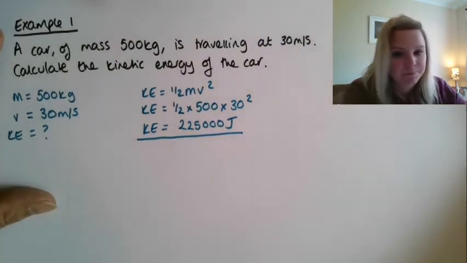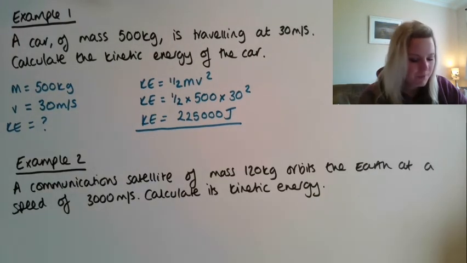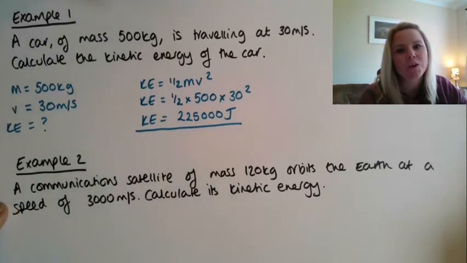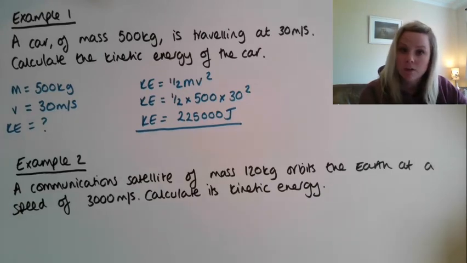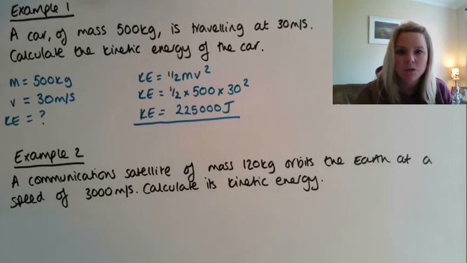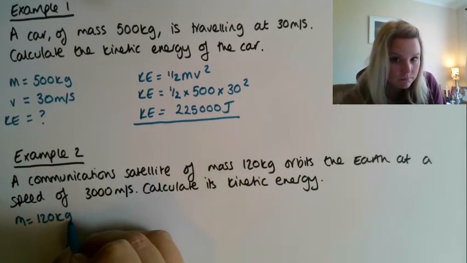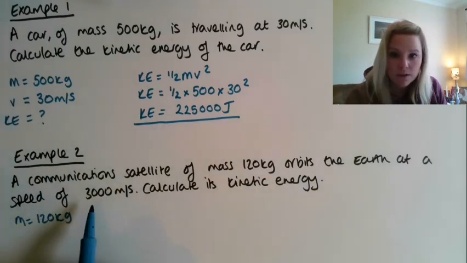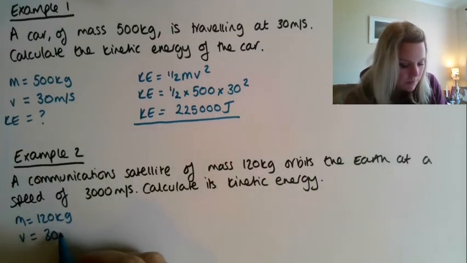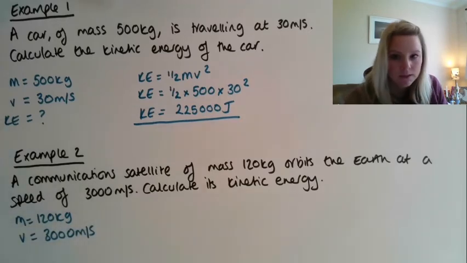Let's do one more. Okay, so write down this example. A communication satellite of mass 120 kilograms orbits the Earth at a speed of 3,000 meters per second. Calculate its kinetic energy. So make sure you write out the question. And now we will write out our solution. Same as last time, we need to make sure we list the information that the question gives us. So 120 kilograms, that's the mass, at a speed of 3,000 meters per second. So speed is 3,000 meters per second. Calculate the kinetic energy.